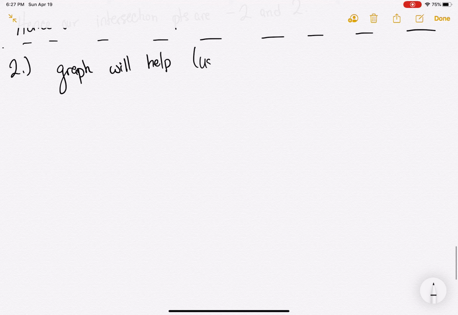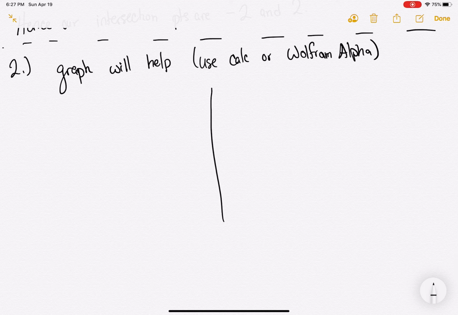And it's fine, you guys can use a calculator or Wolfram Alpha to get yourself a nice graph of these functions. You should be able to do it anyway, but it doesn't kill me that you can't.